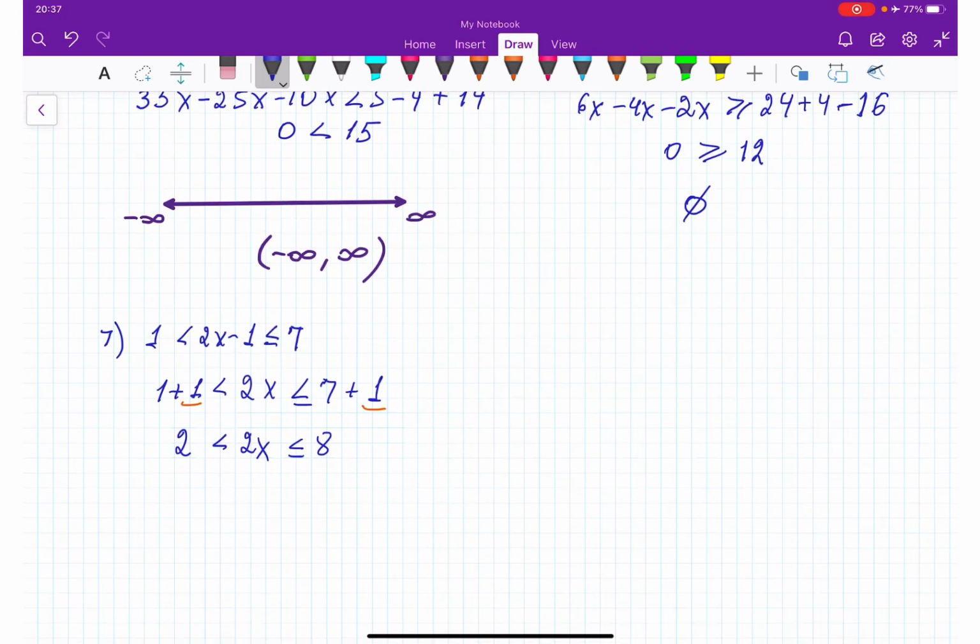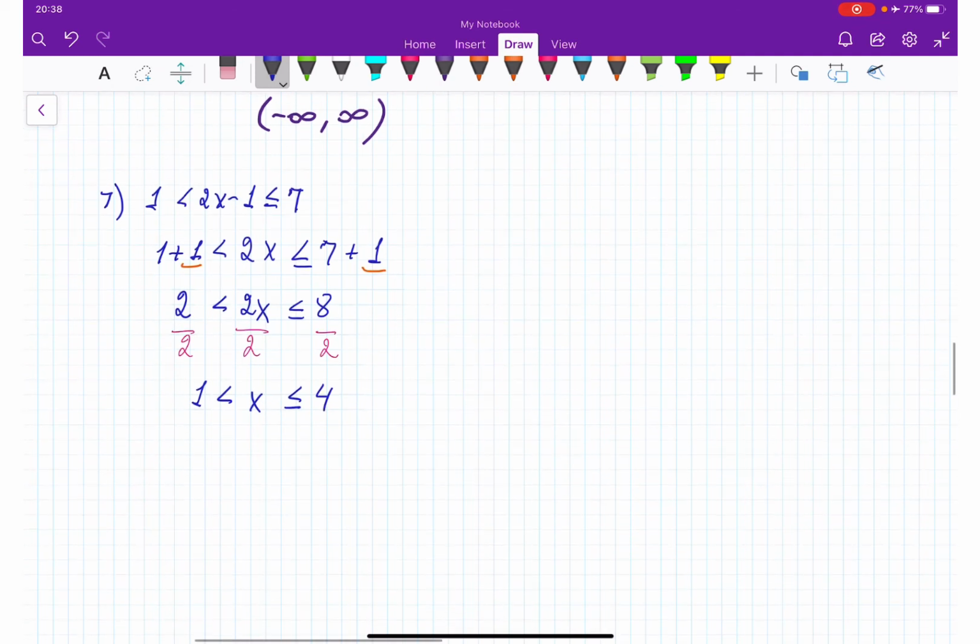Now we need to divide by 2, which means I divide by 2 here, I divide by 2 here, and we get x is greater than 1, less than or equal to 4, all right? So in interval notation, it's going to be between 1, but 1 is not included because there is no equal sign. It's only for x greater than 1. So it's going to be 1, parentheses. But 4 is going to be in square brackets because 4 has less than or equal. Okay?